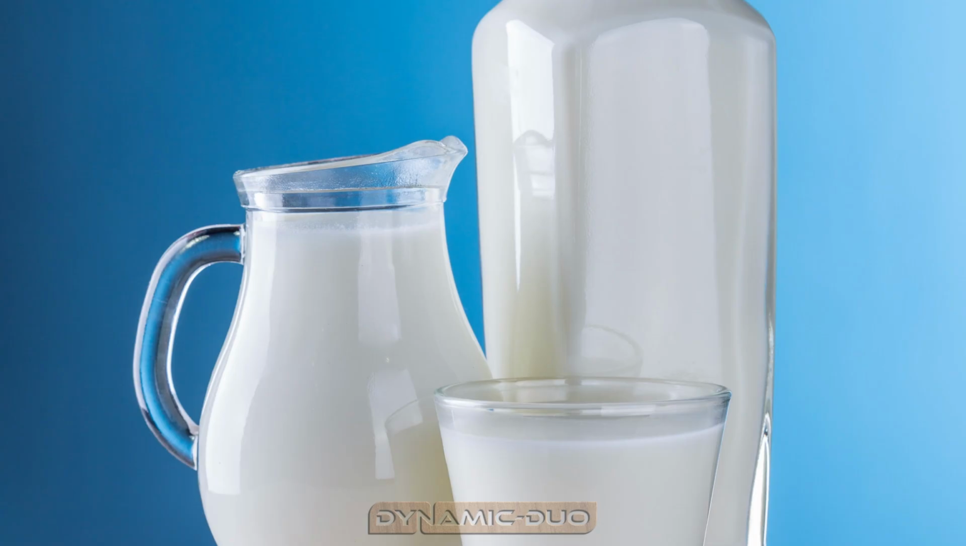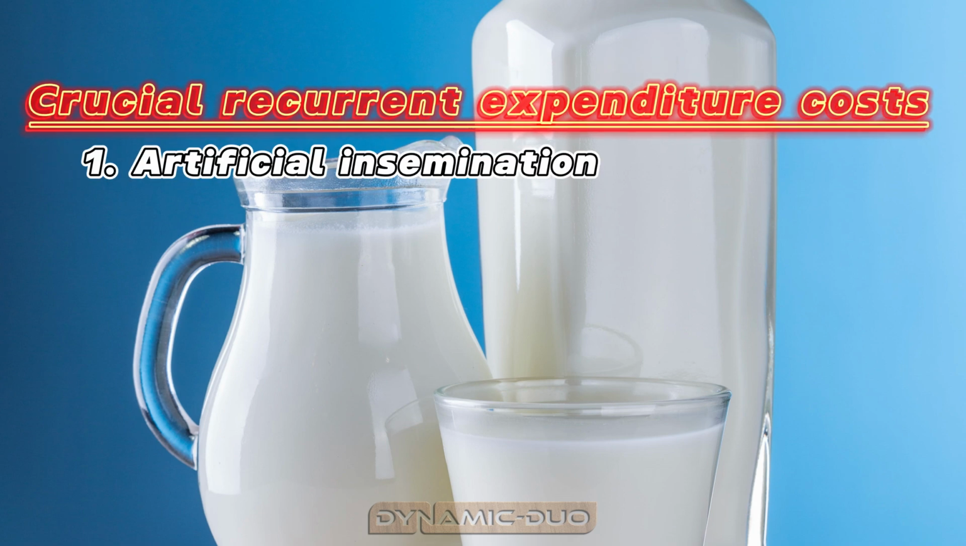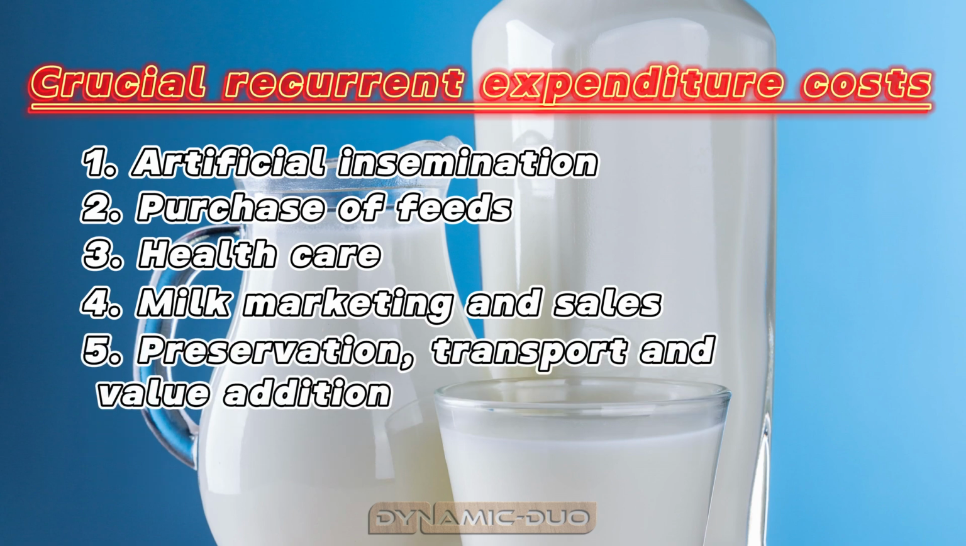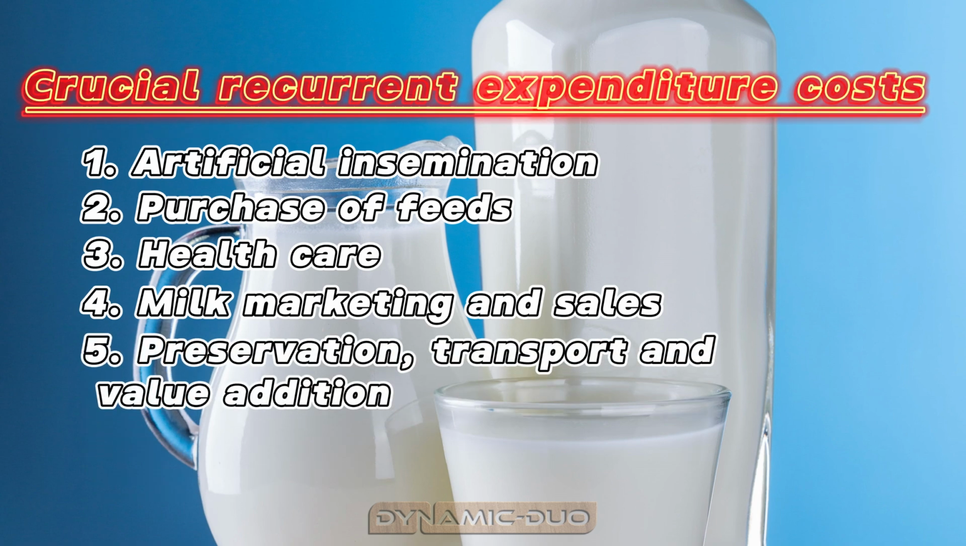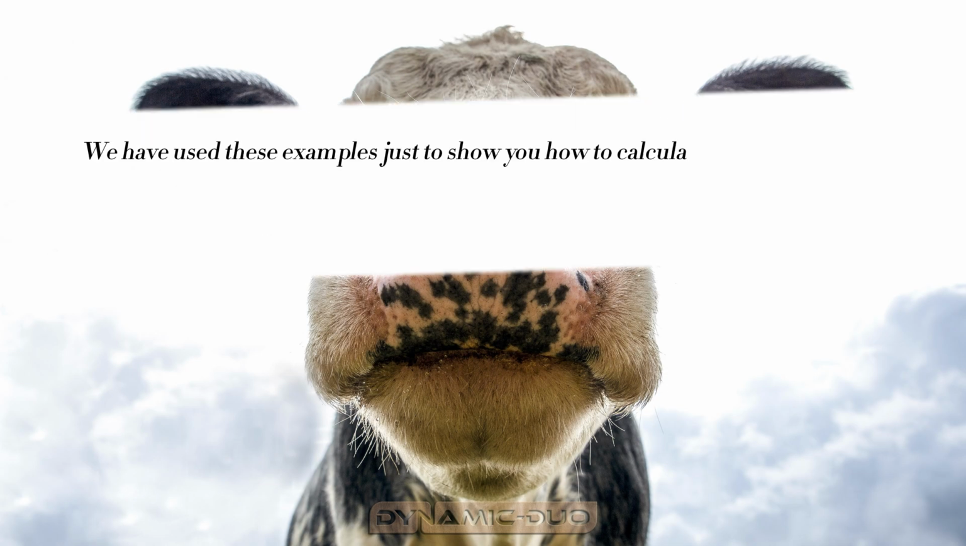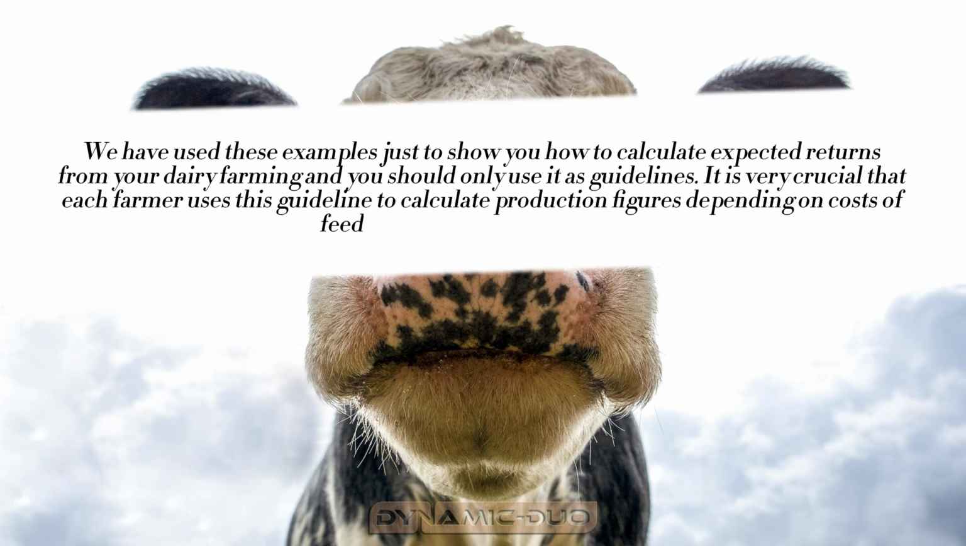labor. Crucial recurrent expenditure costs include artificial insemination, purchase of feeds, health care and milk marketing and sales, preservation, transport and value addition. Projected returns from dairy production. We have used these examples just to show you how to calculate expected returns from your dairy farming, and you should only use it as guidelines.